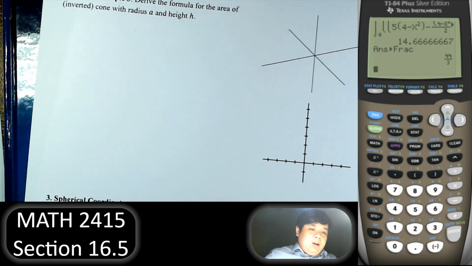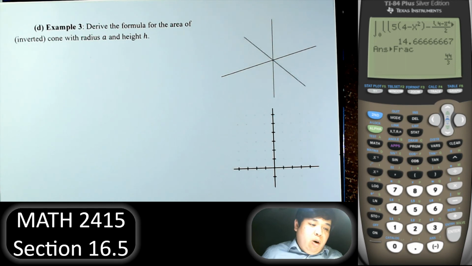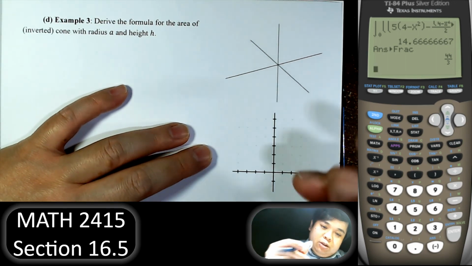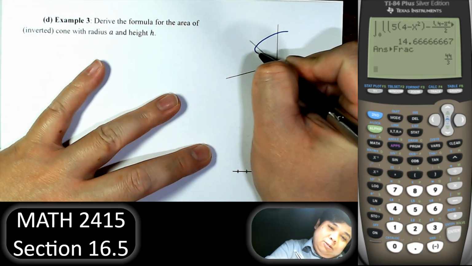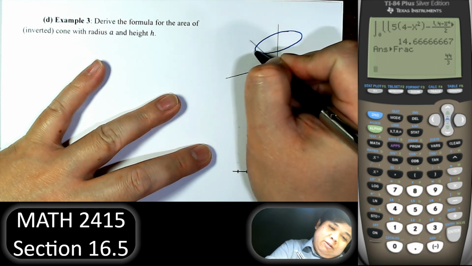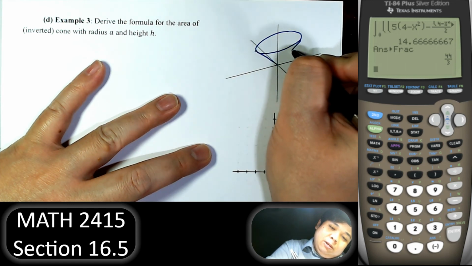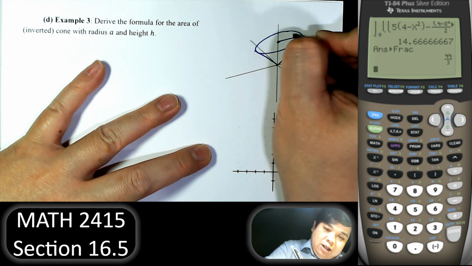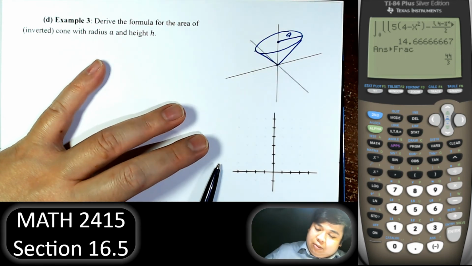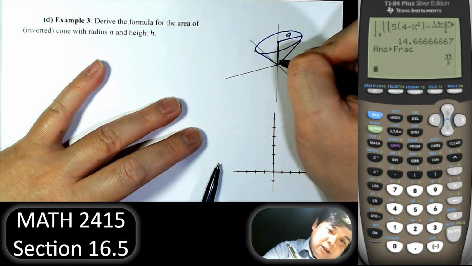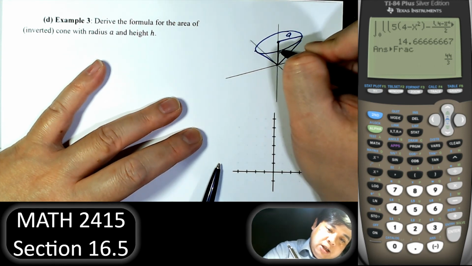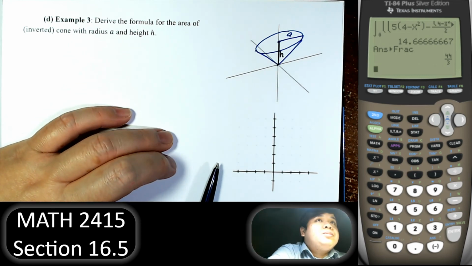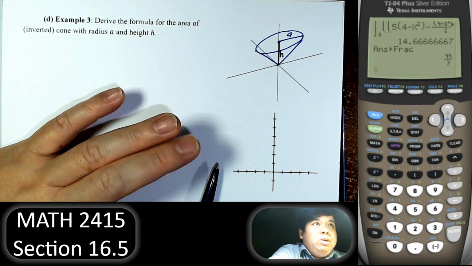Right. Next, we derive the formula for the volume of the inverted cone with radius a and the height h. So we have the cone inverted. The radius is a, the height is h. Right, so what will be that formula?